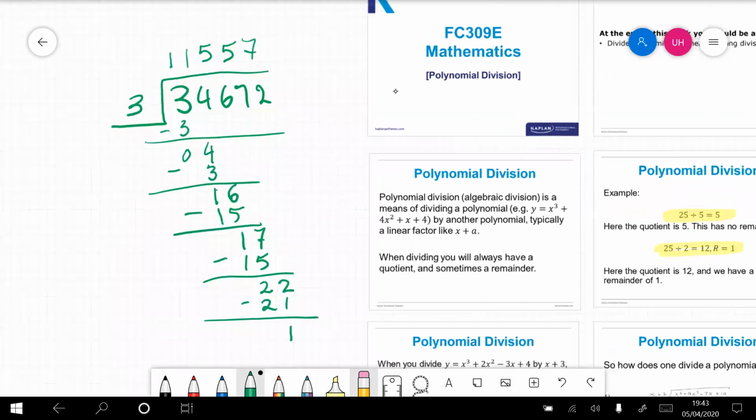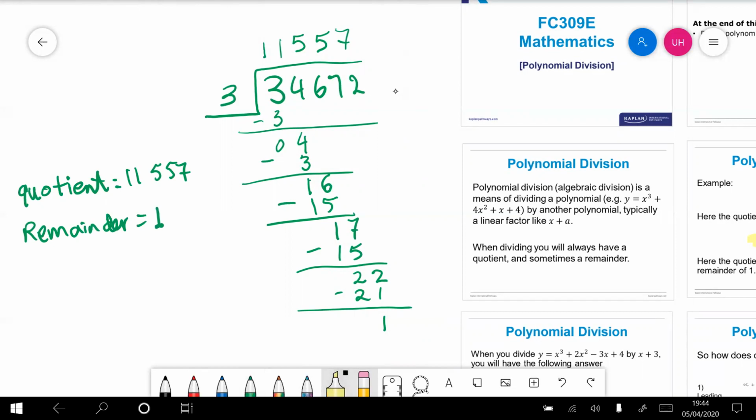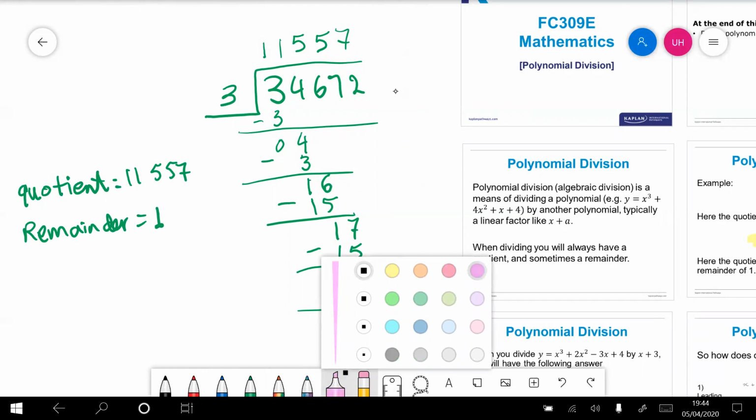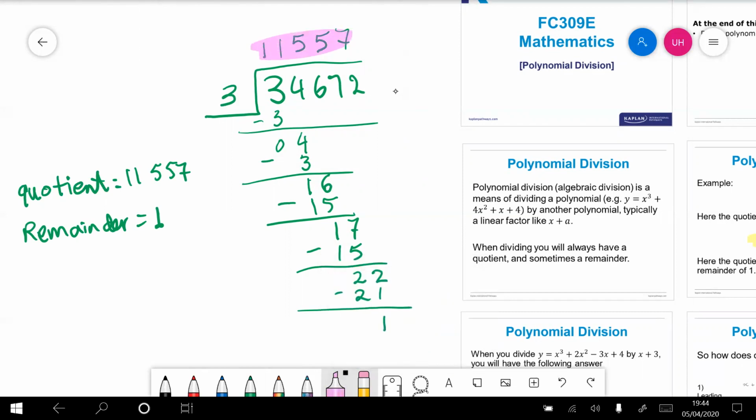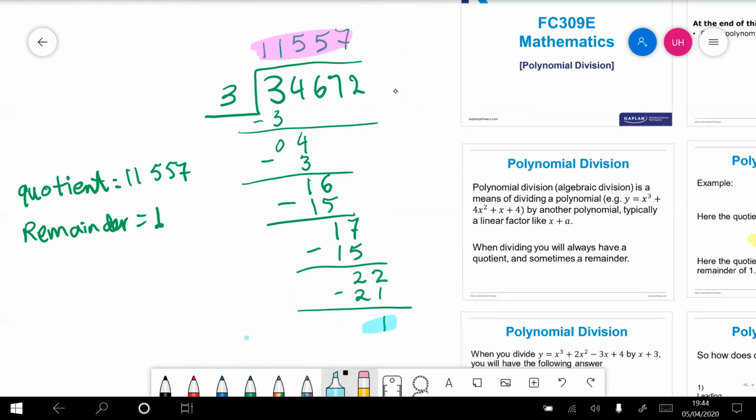So in this long division, the one I just did, the quotient is 11,557, and the remainder is 1. The quotient is the one here at the top, 11,557, and the remainder is the one here.